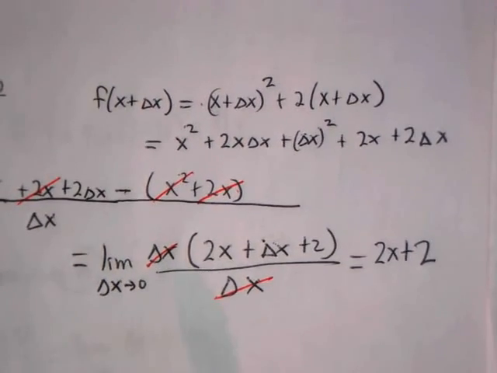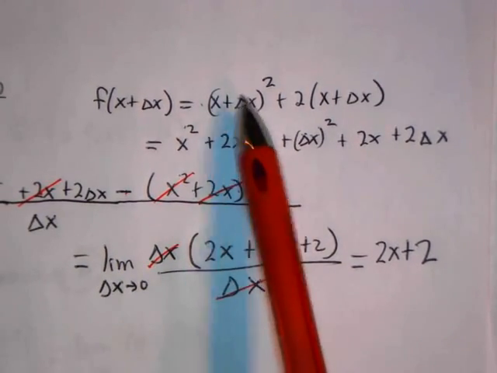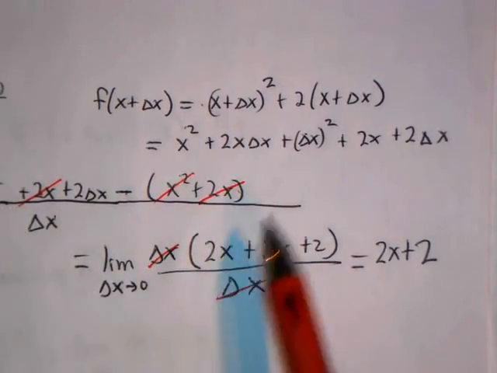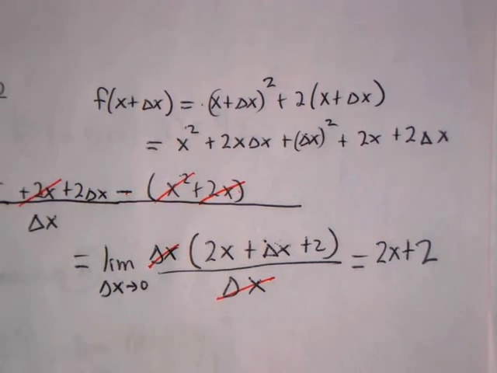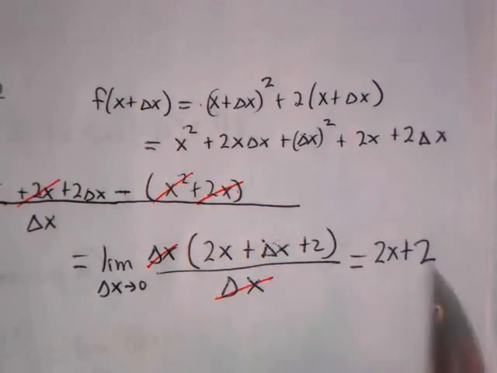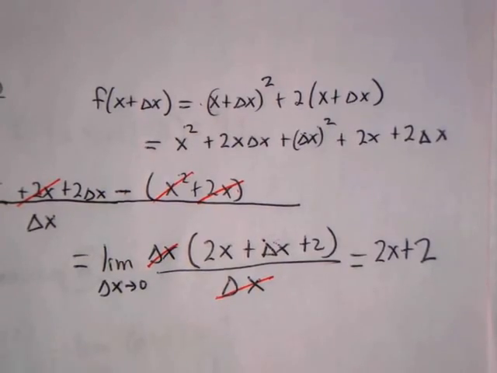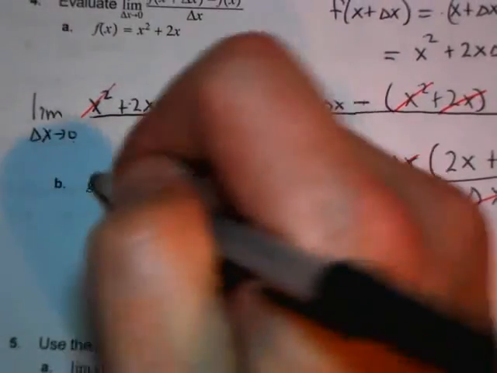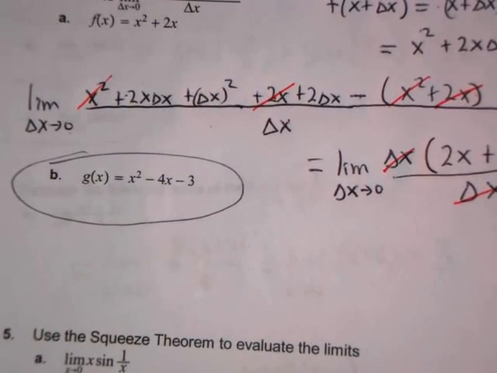Now, unfortunately, to get to that point, I had to do 1, 2, 3, 4, 5 steps of algebra. It's the algebra that's hard. That's where you're going to make the mistakes. The calculus itself is as easy as it gets. Plug in 0. I plugged in 0. There it is. Okay, part B. One for you to try.